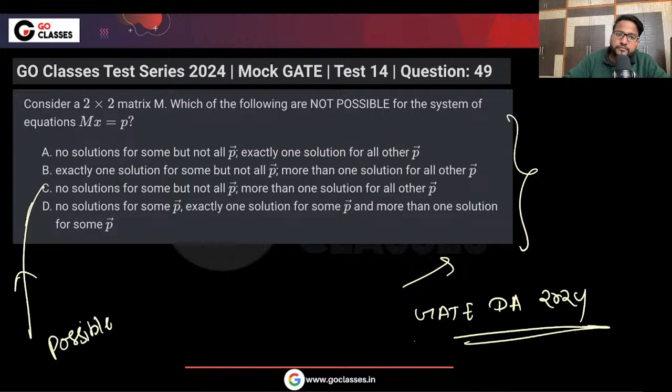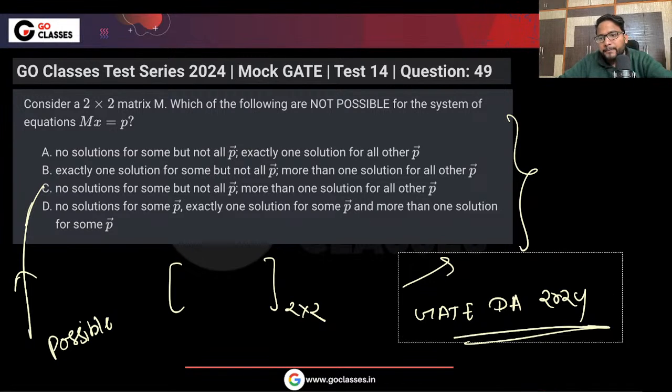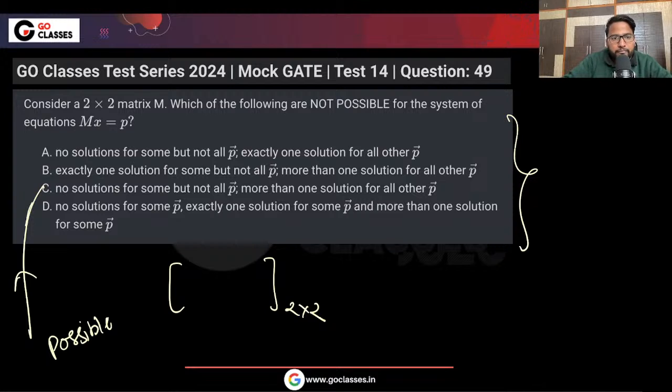See, M is a matrix of 2 cross 2, right? This is a 2 cross 2 matrix. And in this 2 cross 2 matrix, what they are saying is no solution for some P, but exactly one solution for other P. See, if there is exactly one solution, then what can you say? Exactly one solution is possible only when these are linearly independent. If you are having exactly one solution, this must be linearly independent, right?